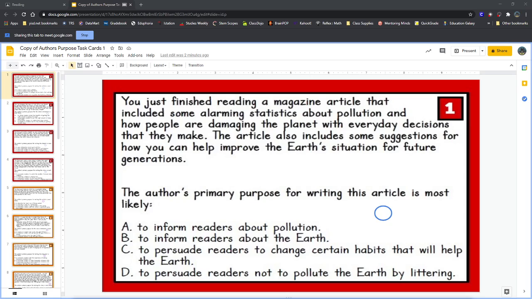Okay. What about the last one? We have persuade, which was the P. We have inform, which was the I. What's that last one? Christopher? What was the last one? Entertain. Okay. And what does it mean when we say entertain? Entertain you. Okay. But what does that mean? When we say that they're trying to entertain you, what are they trying to do? What's the author trying to do or trying to get to happen when they want to entertain you?